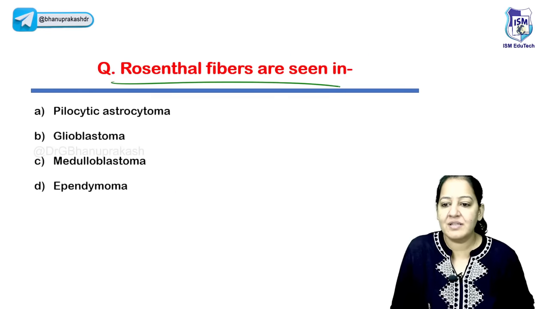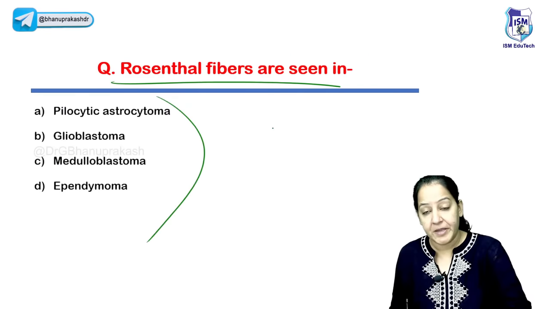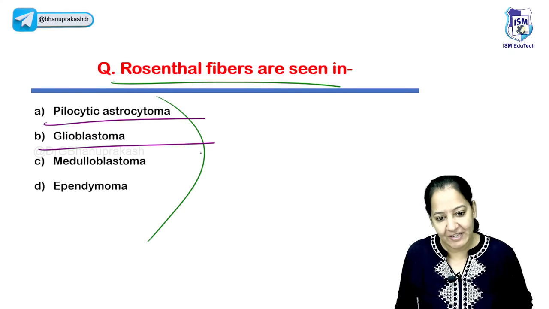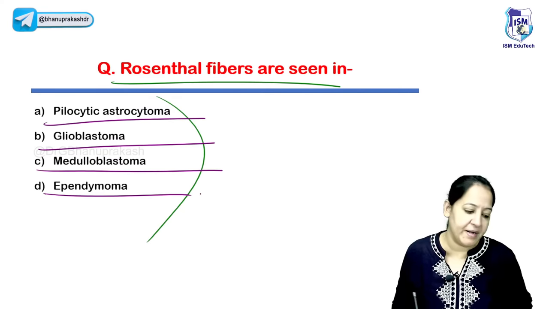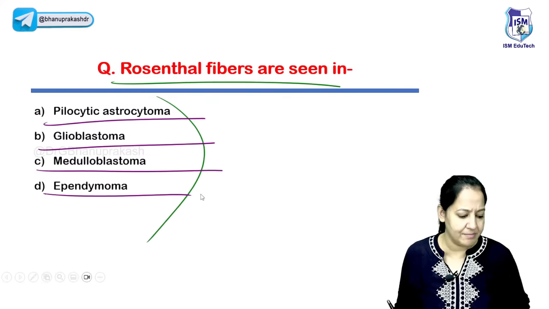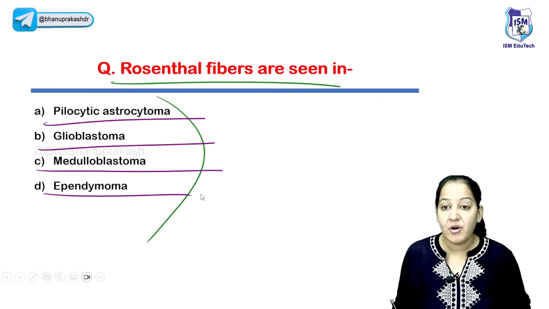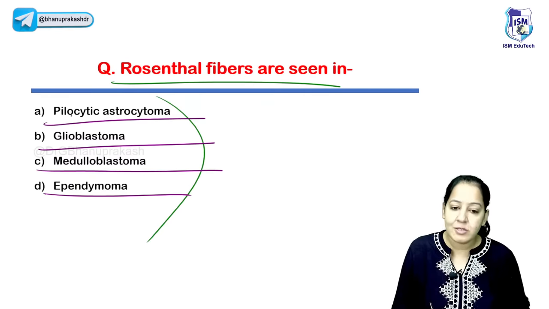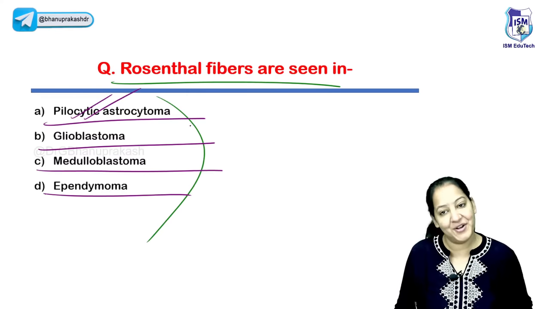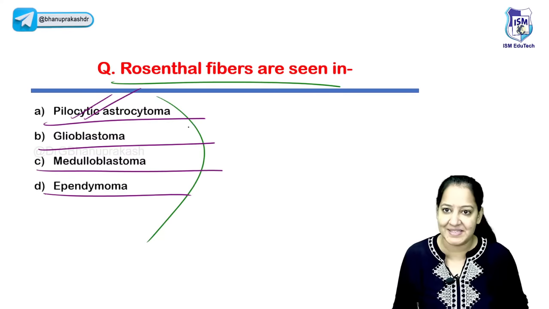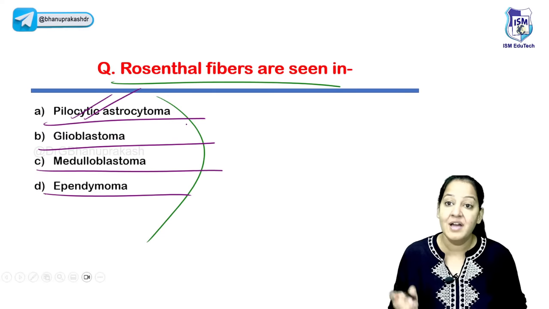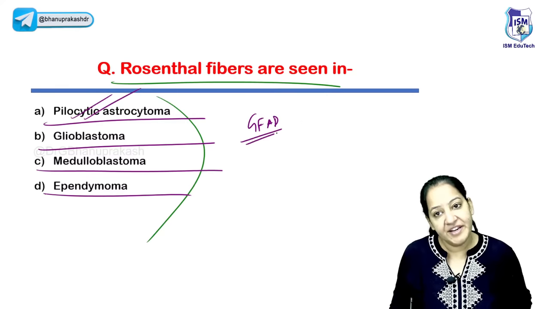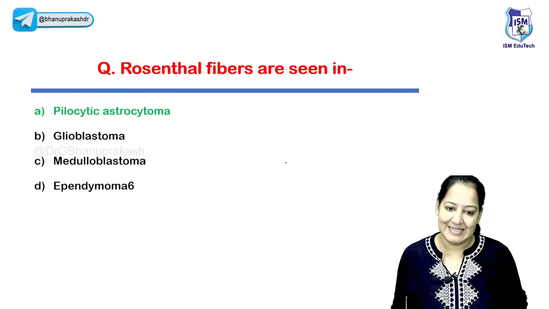The next question. Rosenthal fibers are seen in which brain tumor? Is it pilocytic astrocytoma? Is it glioblastoma multiforme? Is it medulloblastoma or ependymoma? Easy question. Please everyone participate. Rosenthal fiber is a hallmark of grade 1 astrocytoma, also known as pilocytic astrocytoma, which occurs in children. Very good prognosis, with 100% surgical resection. It is made up of GFAP protein, and these are the inclusion bodies. Okay. Yes. You all are right.